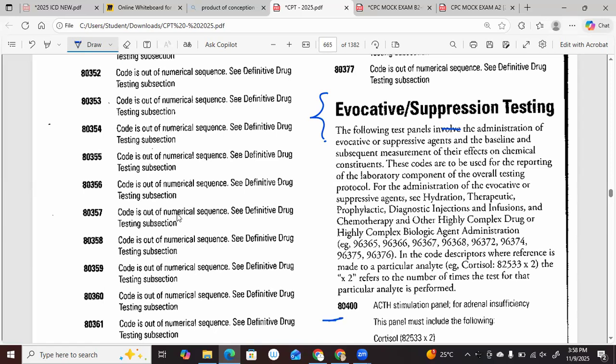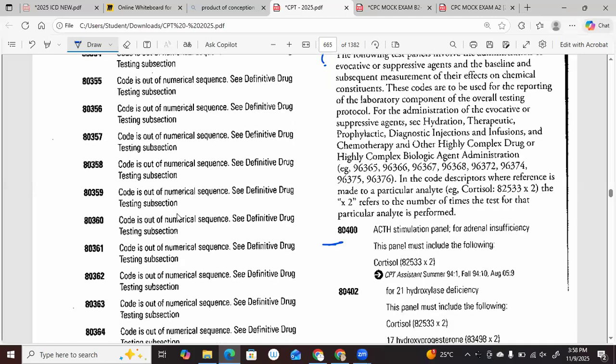So the first code is 80400. This is the ACTH stimulation panel. You are going to bill this panel if the cortisol has been reviewed twice. So if only cortisol has been reviewed twice, then you are not going to use 82533.